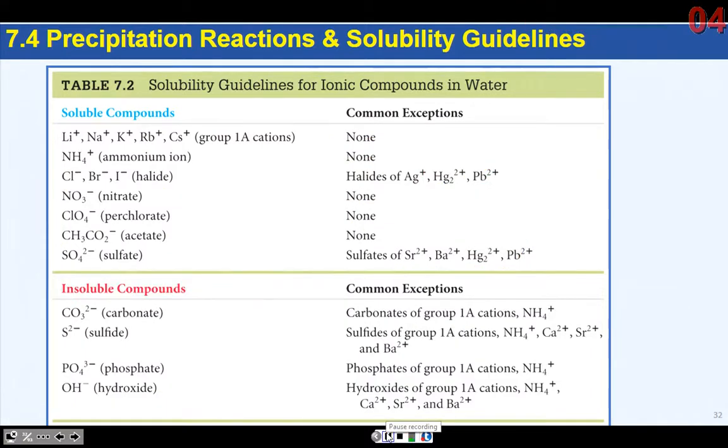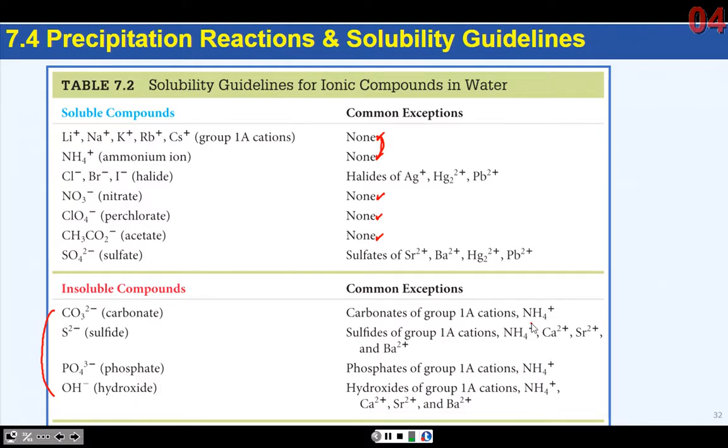Lest I fail to say so altogether, there is a list of compounds that are actually not soluble very often at all. And these are the ones at the bottom of the list. The carbonates, sulfides, phosphates, and hydroxides are typically insoluble unless you have them combined with the cations from the top half of the chart, which don't have exceptions. So if you put carbonate with group 1 cations or ammonium, it's not ever going to be a problem. They're not going to precipitate.